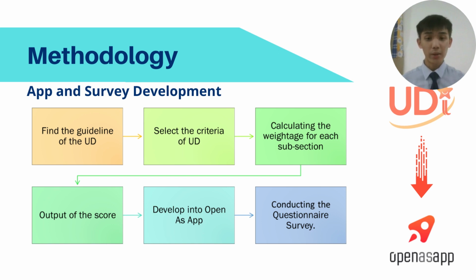Next, we will calculate the weightage for each subsection. Finally, we totalize the output score and determine whether the building can get the certificate or not. And then we will develop it into the OpenS app and conduct the questionnaire survey.